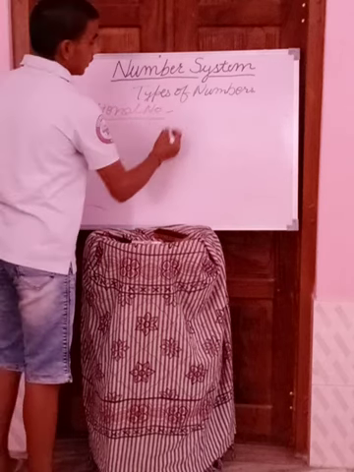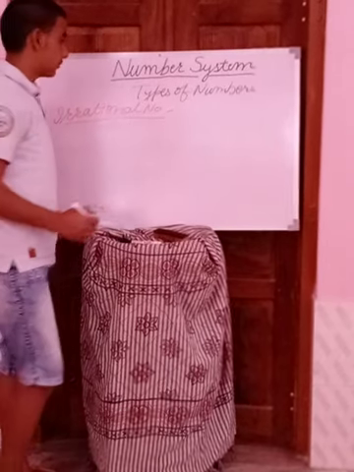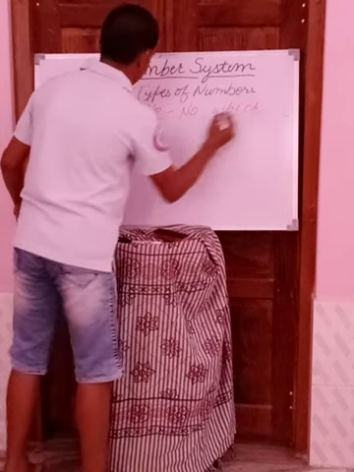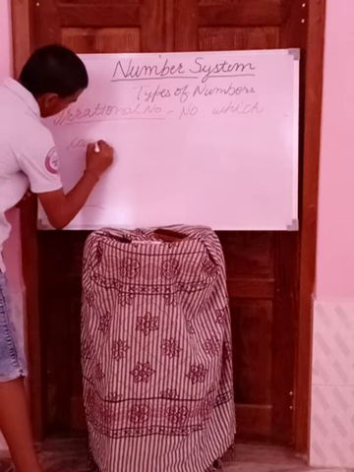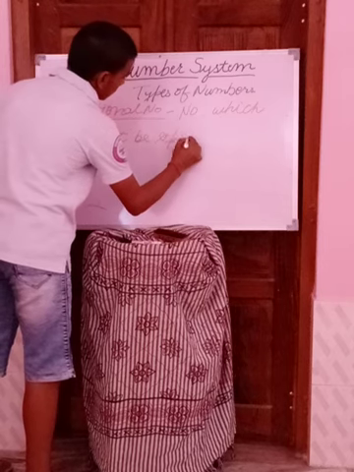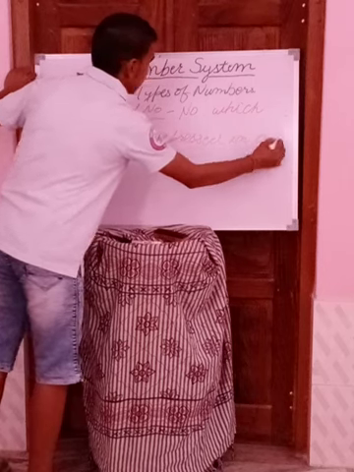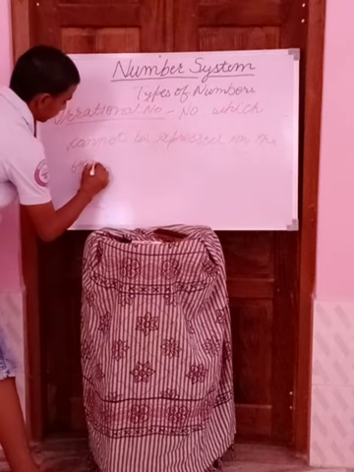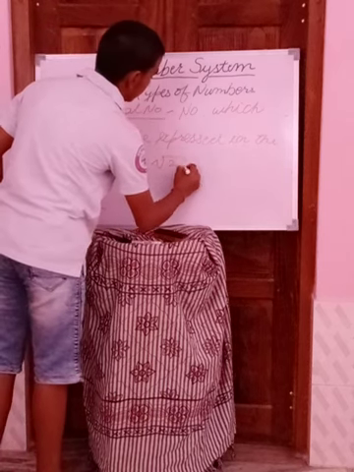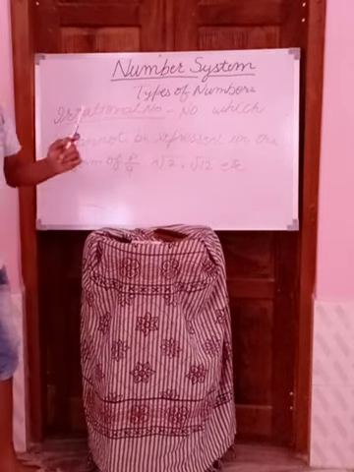What are irrational numbers? Numbers which cannot be expressed in the form of p by q are known as irrational numbers. Numbers which cannot be expressed in the form of p by q, like under root 2, under root 12, etc. So now let's discuss co-prime numbers.